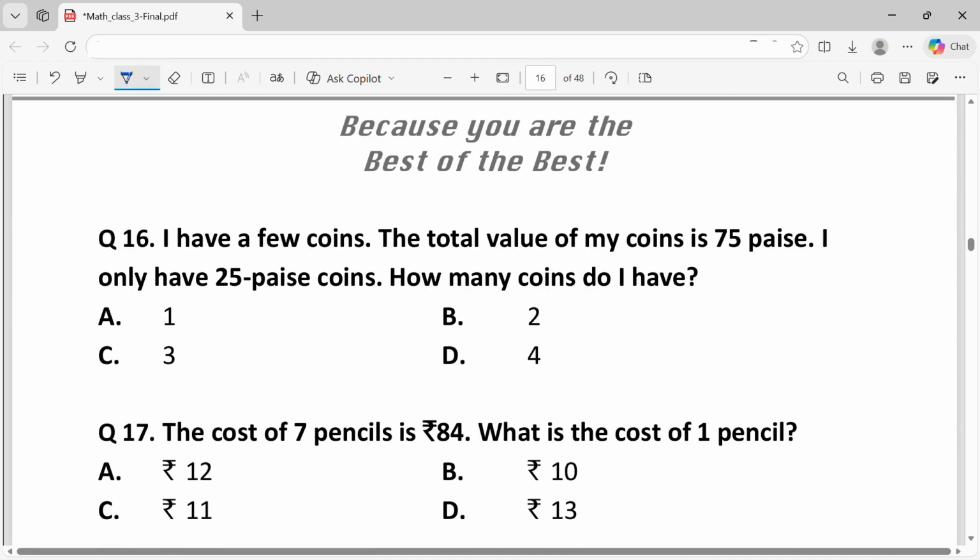Question 16. I have a few coins. The total value of my coins is 75 paise. I only have 25 paise coins. How many coins do I have? So the number of coins will be the total amount, that is 75 paise upon amount of each coin, that is 25, which is equal to 3. Answer is C.